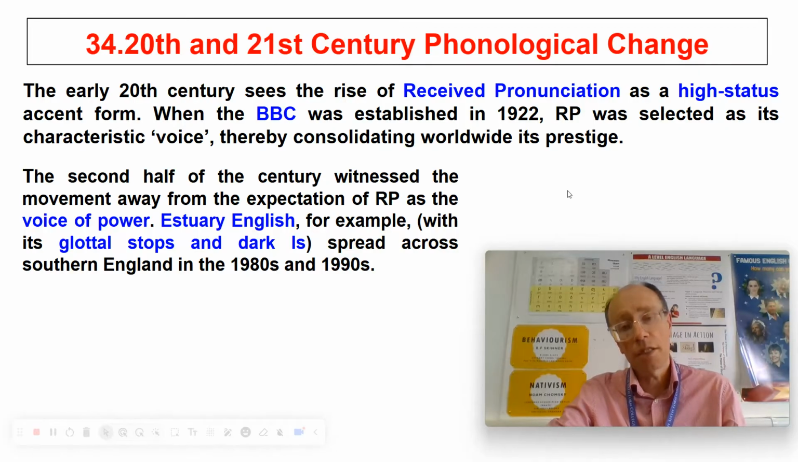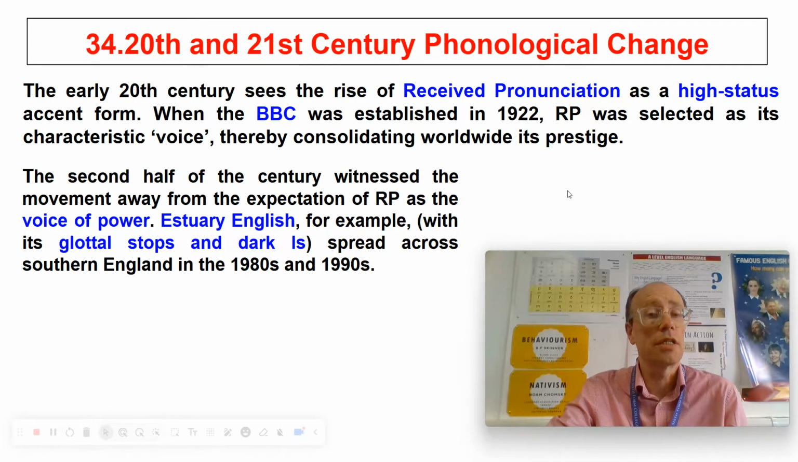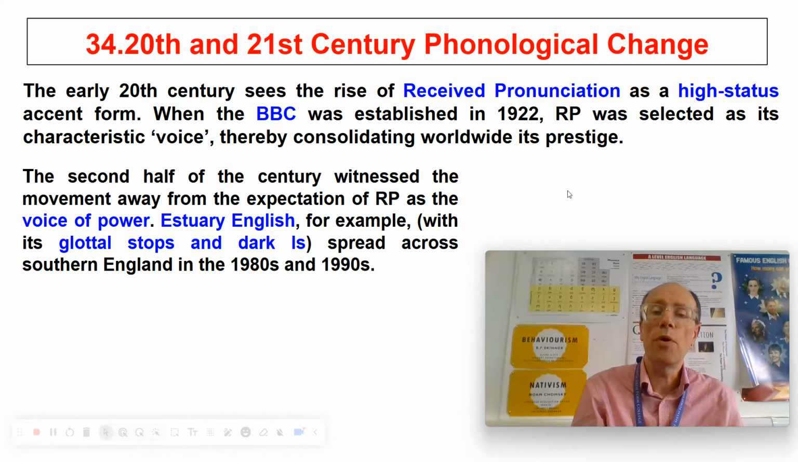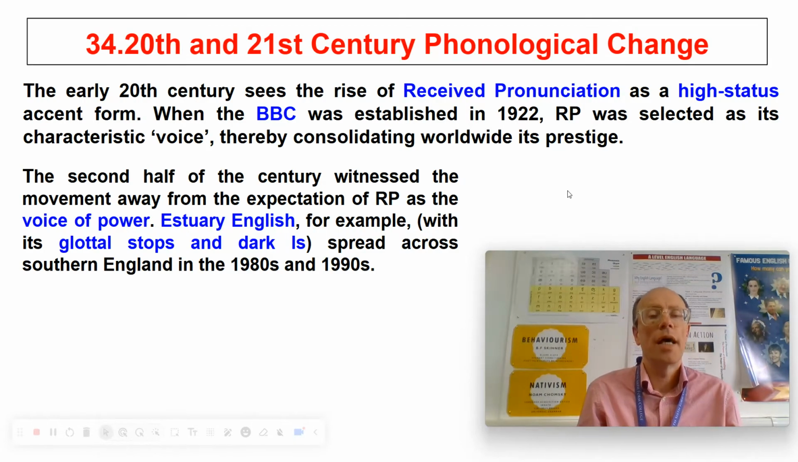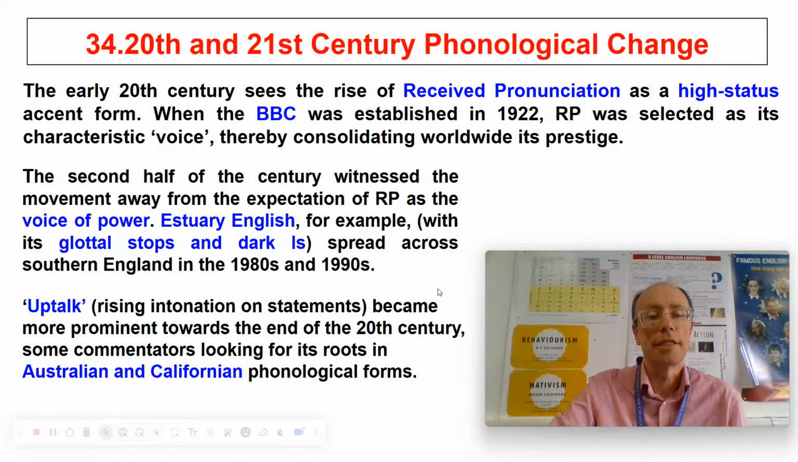And then in the second half of this century, certainly in the UK, we get a movement away from the expectation of using RP because it becomes, in some quarters, associated with privilege. And in its place, you get more regional varieties of phonology. For example, Estuary English, with its glottal stops, like bottle, and its dark L's, like football. And that's spreading across certainly southern England in the 1980s and the 1990s.